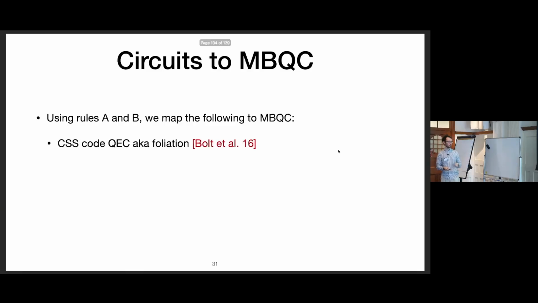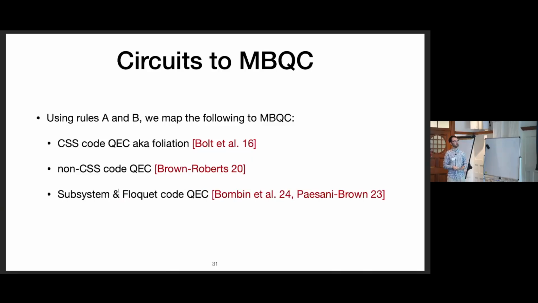The simplest one is repeated error correction with a CSS code, where I just measure the X, then the Z, then the X, and the Z stabilizers. We can map this to MBQC, and we just recover this result of foliation by Bolt and others. Then we can go a bit further and look at non-CSS codes, and you can recover these results of Ben Brown and Sam Roberts. And then you can start going to subsystem codes and Floquet codes, and some results here.